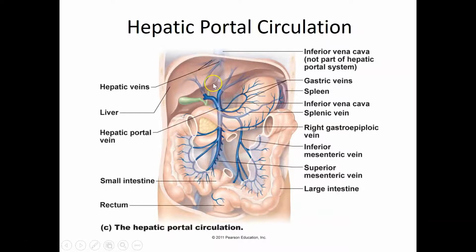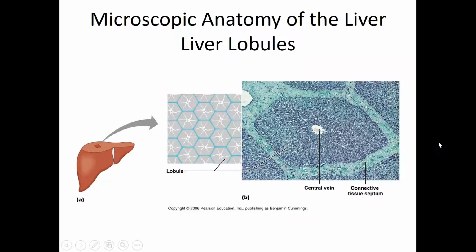That's going to enter into the liver, and it's going to branch extensively in the liver, and this is going to deliver this nutrient-rich blood into the liver to be processed by the hepatocytes. Okay, that's the hepatic portal circulation. Now we're inside the liver and looking at the microscopic anatomy of the liver.